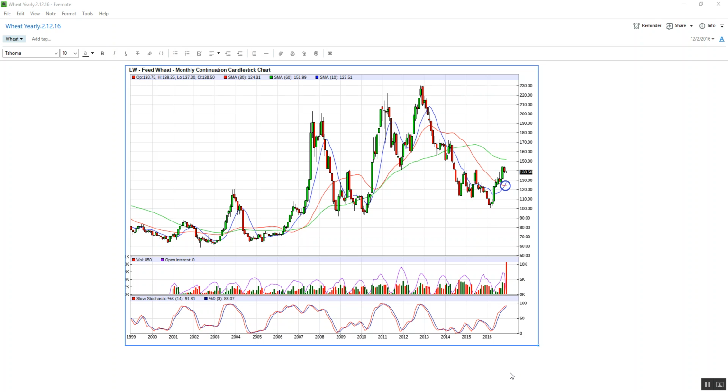Today is an update, Monday 5th of December, timed at 9:15 in the evening, so after the market close, and we're looking at the May 2017 UK wheat chart. And we'll start with the yearly chart that we normally do in front of us.